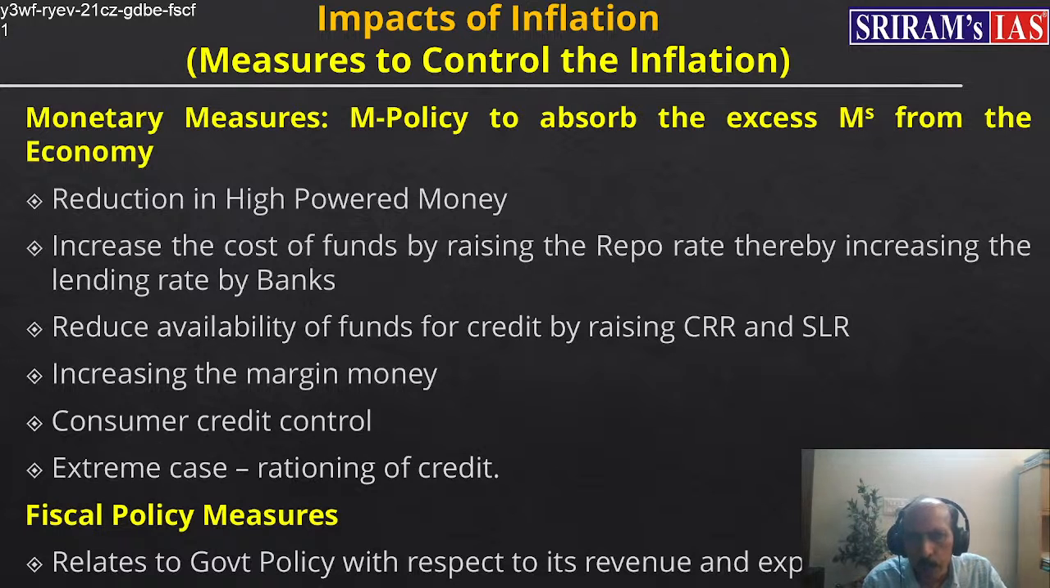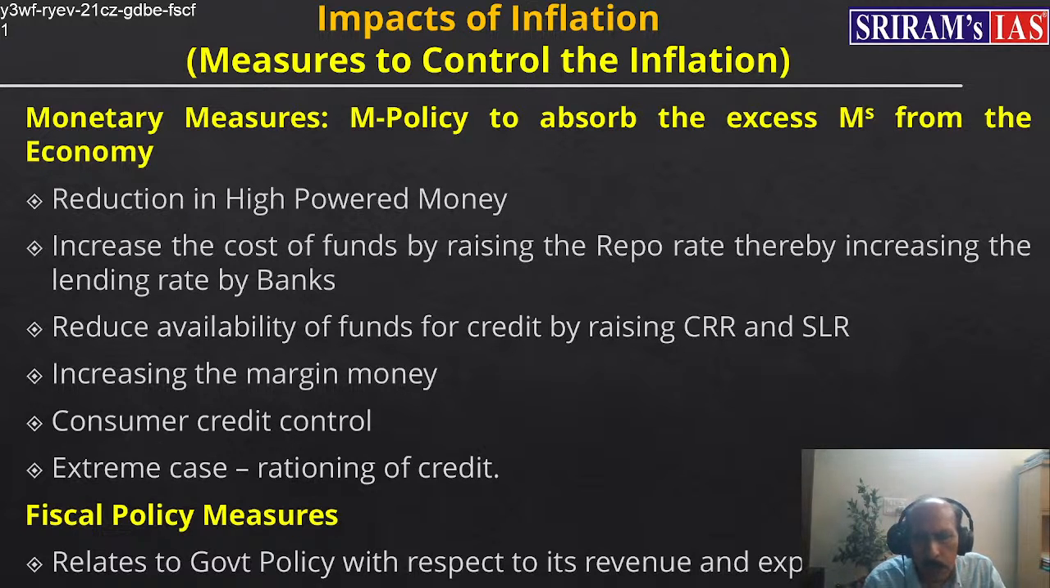We have a monetary policy at our disposal. We have a fiscal policy at our disposal. We have sectoral policies at our disposal. If inflation is confined to a particular sector, we can take a policy measure for that particular sector only. So we have various policies at our disposal to control prices, and we have various instruments under each policy. For example, under monetary policy, we have to reduce the money supply.